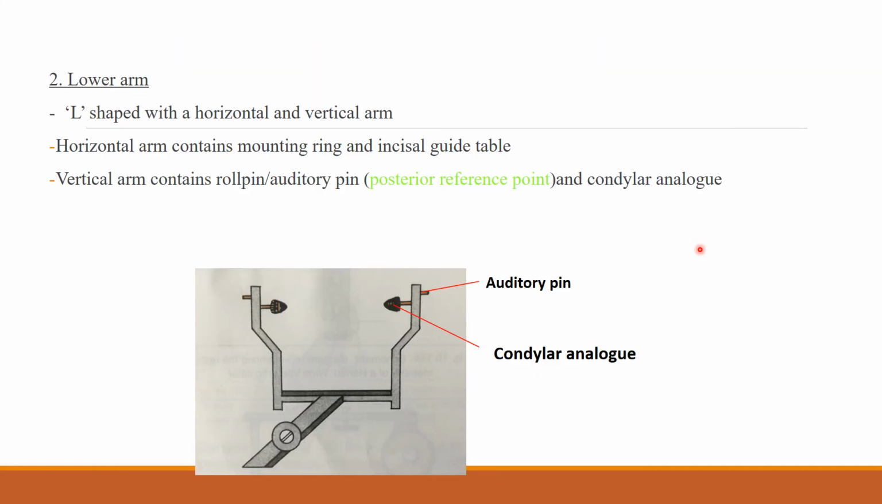Okay, coming to the lower member, which is an L shape with a horizontal and a vertical arm. The horizontal arm contains the mounting rings and the incisal guide table. The vertical arm contains the posterior reference point and the condylar analog, so basically the auditory pin and the condylar analog. That's for the lower member.